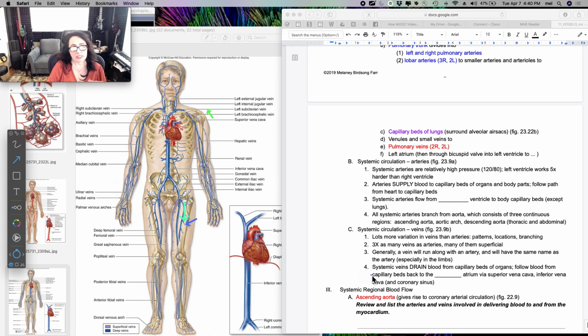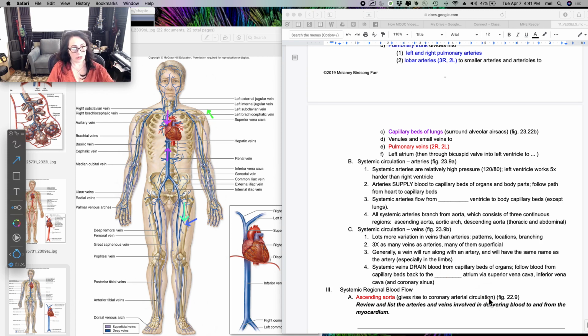And every single systemic vein is going to end up back in either the inferior vena cava if it's coming from below the heart, the superior vena cava if it's coming from above the heart. And although it's not visible here, if it's coming from the heart itself, it's going to end up in the coronary sinus. And then all 3 of those vessels, remind you, are going to dump back into the right atrium. So this is the right atrium right there.